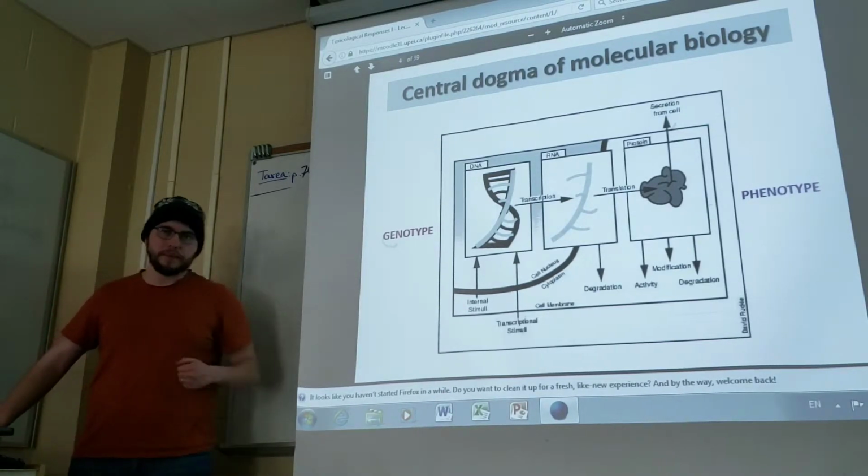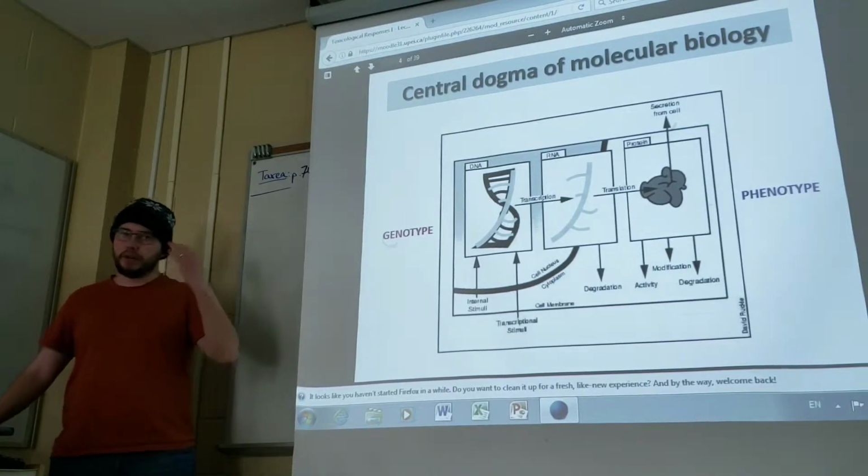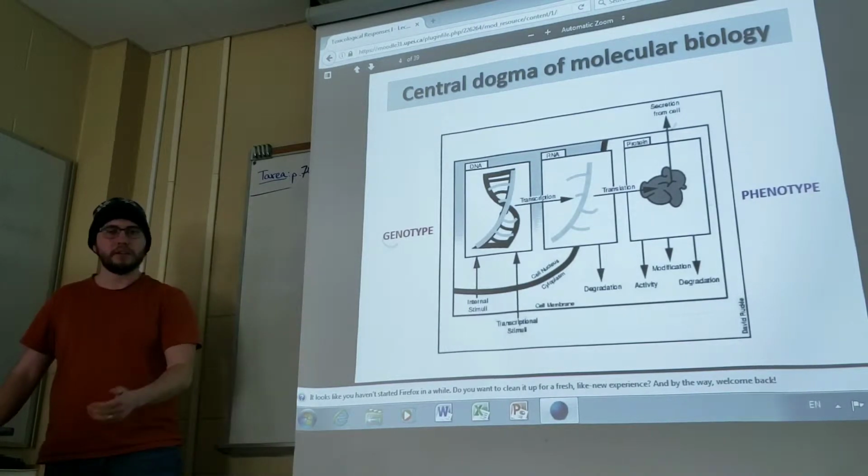And it leads to a phenotype. It's the thing that you see on the outside. Brown hair, blue eyes, white skin.